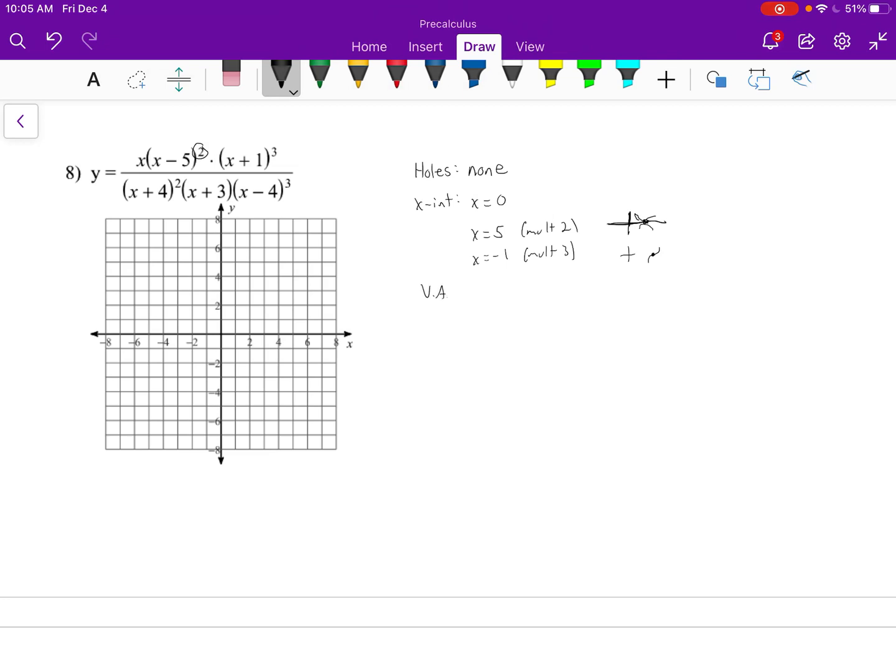Vertical asymptotes. Vertical asymptotes are values that make the denominator equal 0. So this is going to be at x equals -4, and that's multiplicity 2. So at -4, the graph on both sides of the asymptote has to go up, or they both go down. When it's even multiplicity, they go in the same direction on either side of the vertical asymptote.